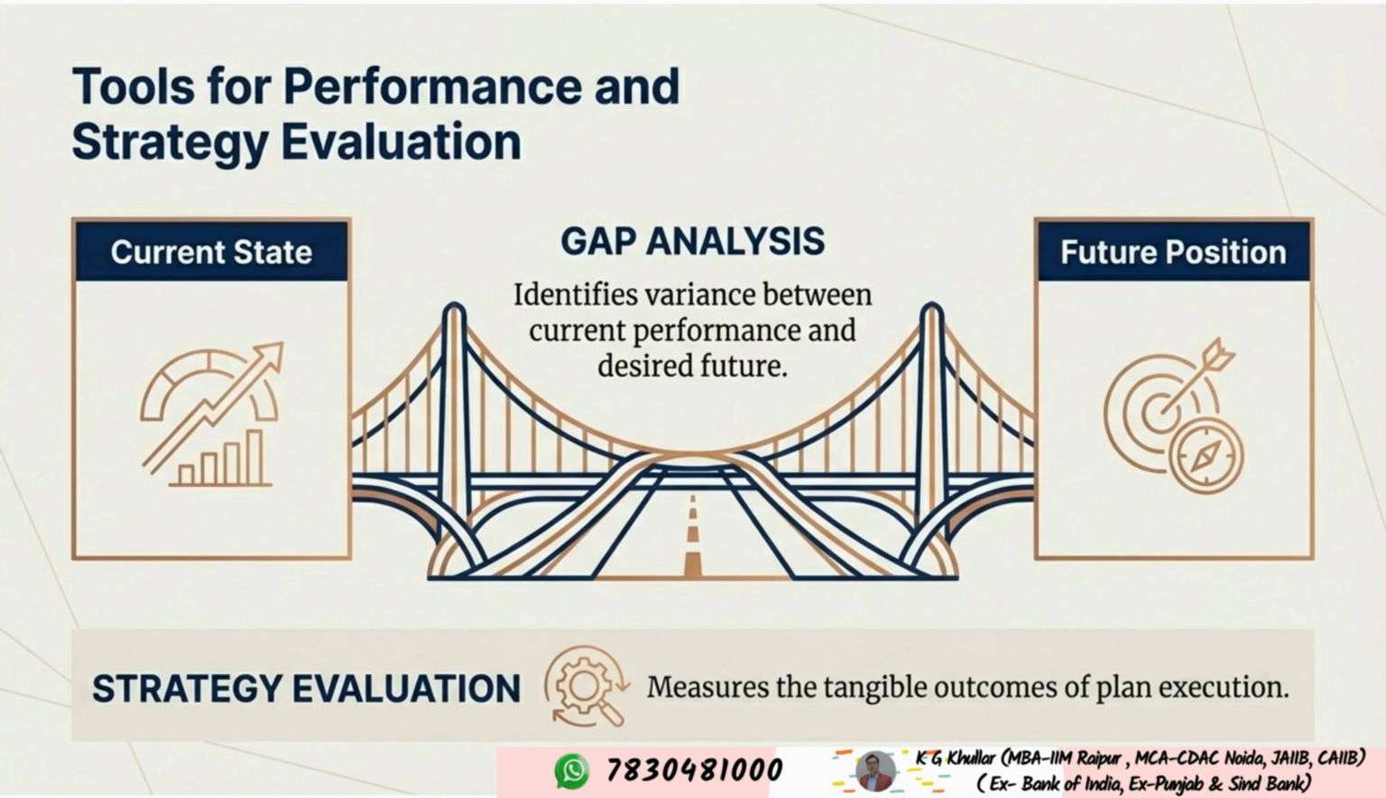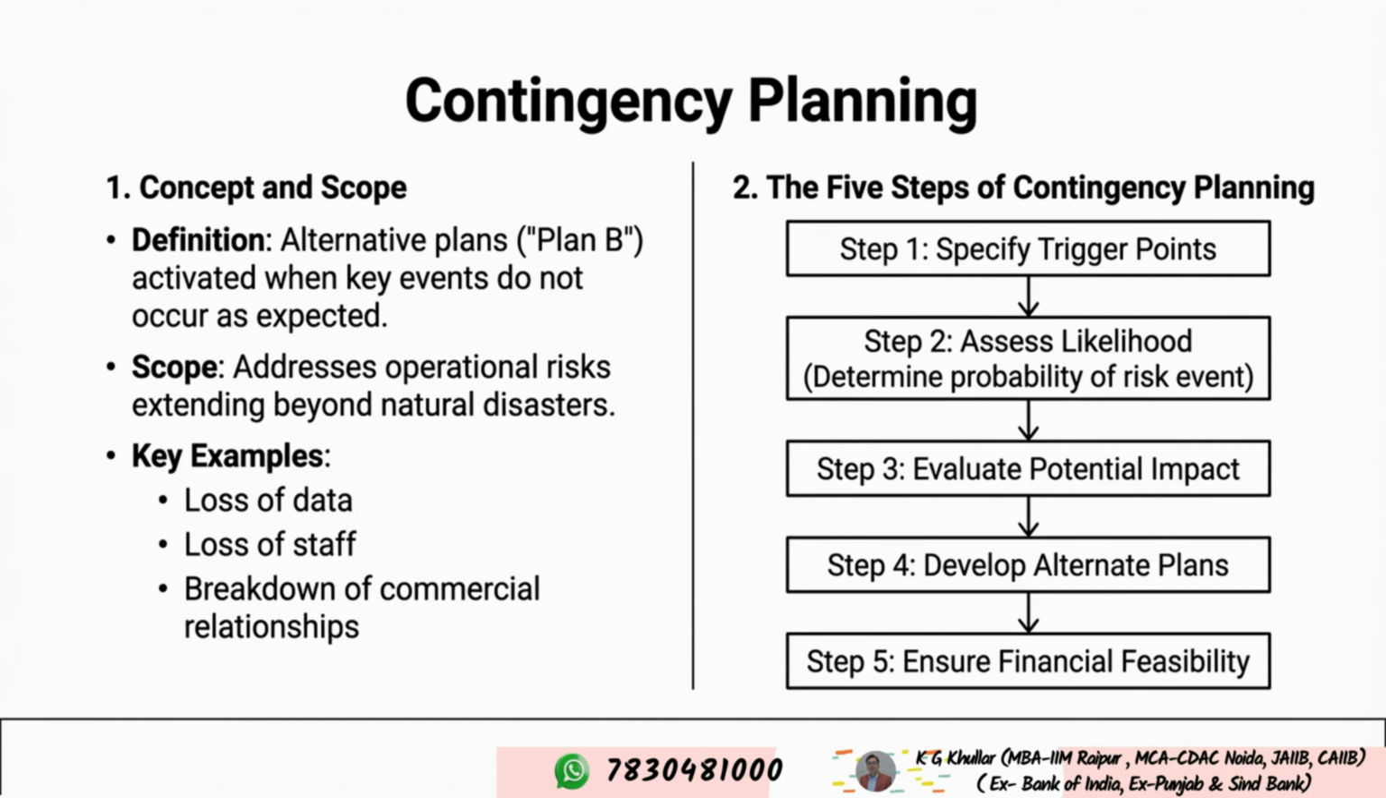Next, let's look at contingency planning. Friends, contingency plans are alternative plans that are activated when key events do not occur as expected. You can think of them as a plan B. They go beyond natural disasters to address risks such as loss of data, loss of staff, or breakdown of commercial relationships. Now, there are 5 steps in contingency planning. First is specify trigger points. Second, assess the likelihood of each risk event. Third, evaluate its potential impact. Fourth, develop alternate plans. And fifth, ensure financial feasibility.